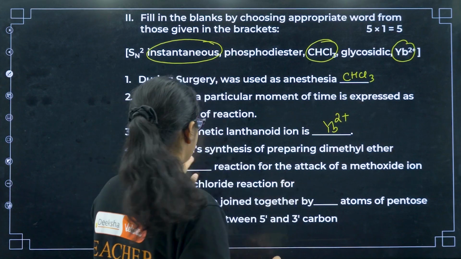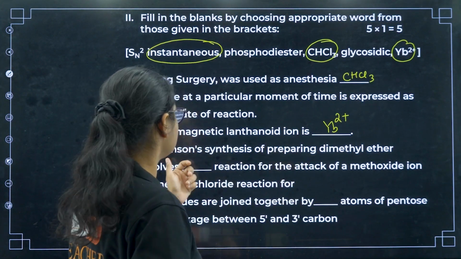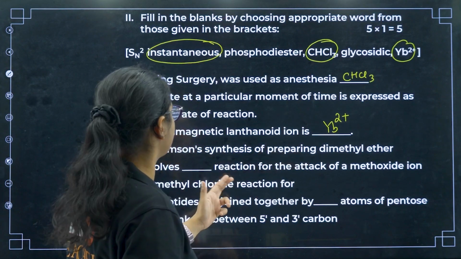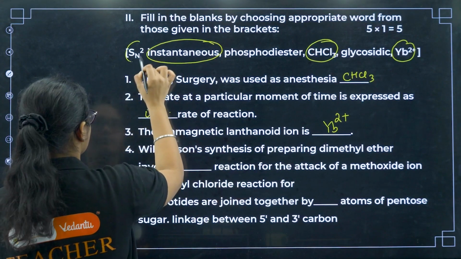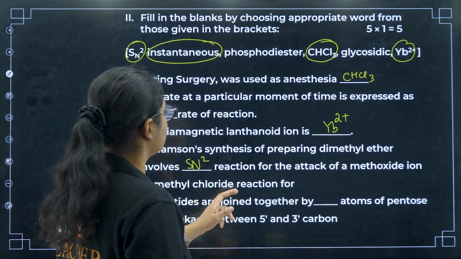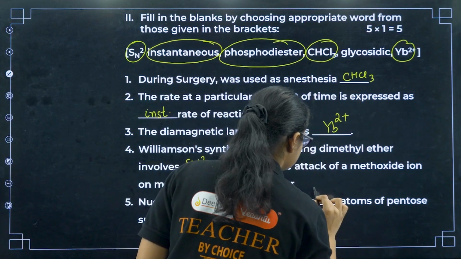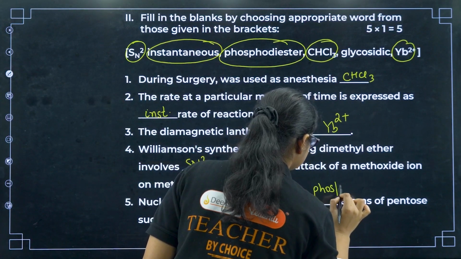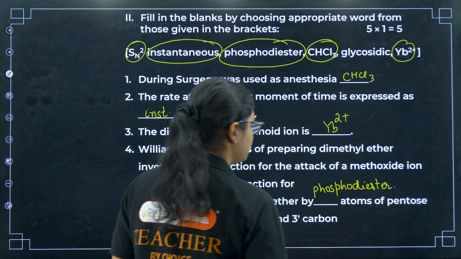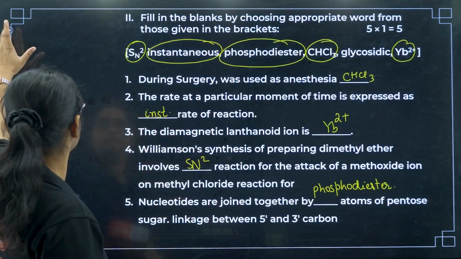Next, Williamson ether synthesis of preparing dimethyl ether involves ___ reaction for the attack of the methoxide ion on methyl chloride. So it is your SN2 mechanism, so I have SN2 here. Nucleotides are joined together by phosphodiester linkage, okay. Phosphodiester linkage between 5' and 3' atoms of pentose sugar, okay.